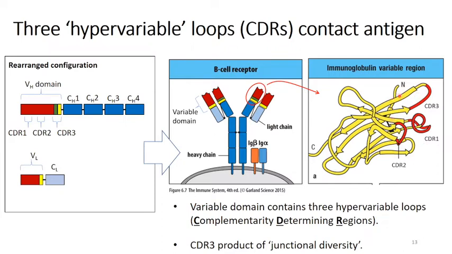Those framework regions form the rest of the domain, and those are structurally conserved between different antibodies. So the variable bits are the bits that need to interact with the antigen. It makes perfect sense.